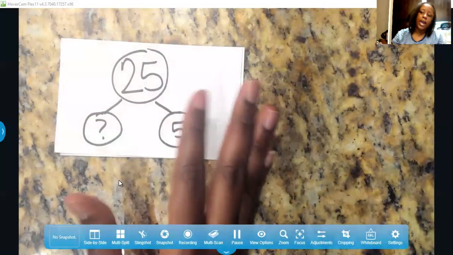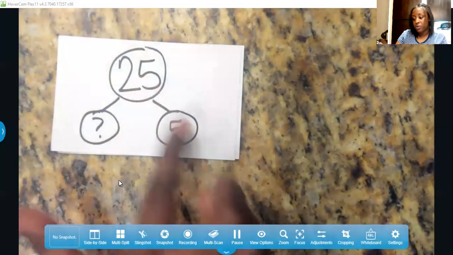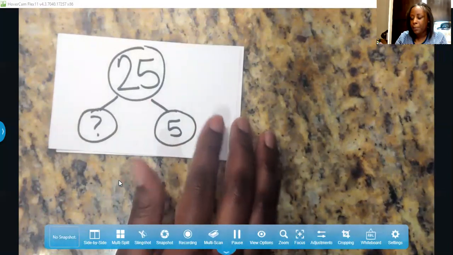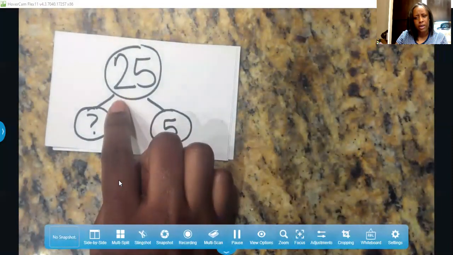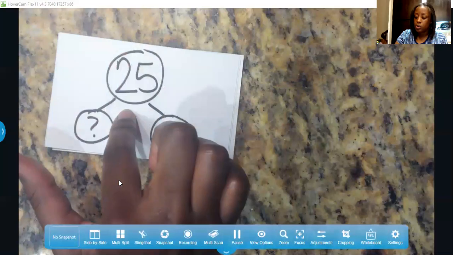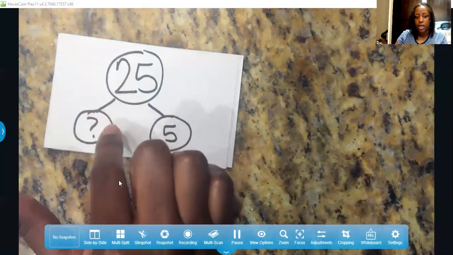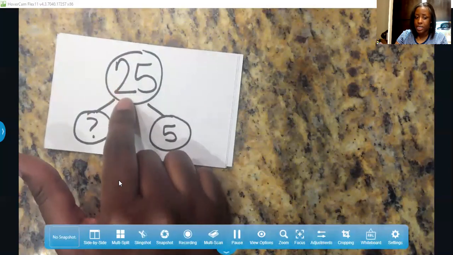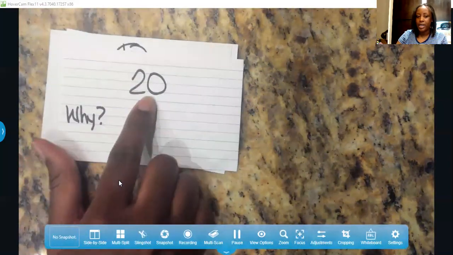On this one, I have 25 as the whole, and then I have part. One of the parts is 5. Where did Miss Sherman get that 5 from? Right, I probably got it from the ones place. So that just leaves what place left? Right, the tens place. And if the tens place is 2, what number does this 2 equal to give you the part that goes with 5 to make 25? Well, if I have 2 tens, that means I have the number 20. Awesome.